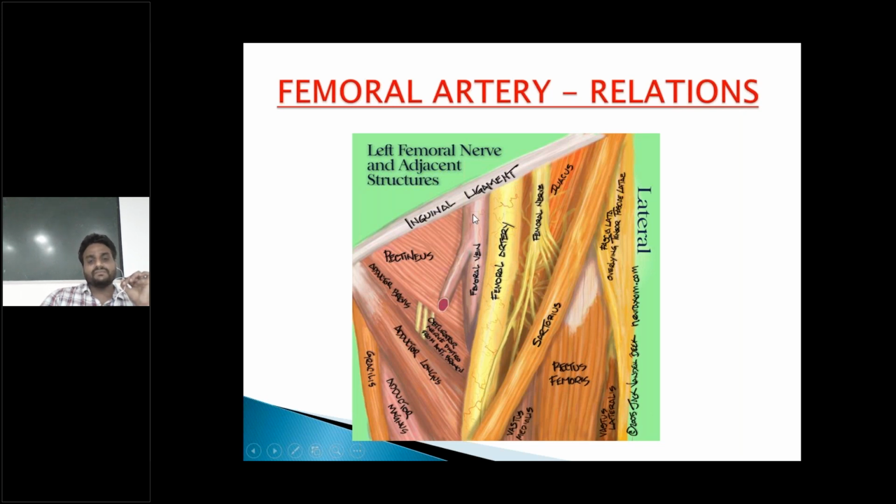Then this femoral artery medially is related to which vein? Femoral vein. And laterally related to which nerve? Femoral nerve. These are the relations within the femoral triangle. After that, this femoral artery enters the adductor canal. Within the adductor canal, it is related to the boundaries of the adductor canal and also the contents of the adductor canal. What are the contents of adductor canal? Femoral vein, saphenous nerve, and the nerve to vastus medialis. So this is about the relations of the femoral artery.